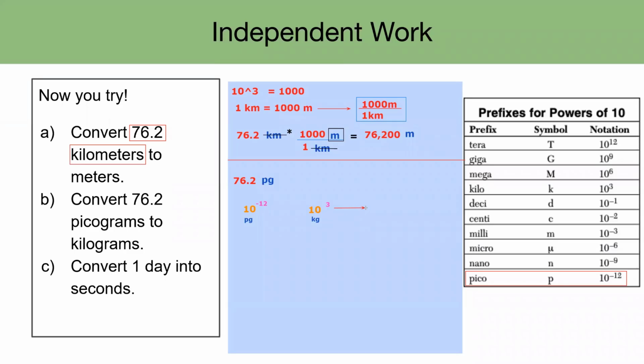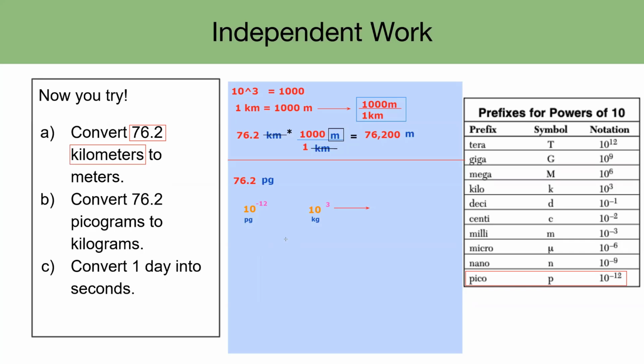The math here is that with exponential numbers, we are just going to add them when we get an exponent like this. So if we wanted to add these together, we're going to end up with our -9. So if we're converting 76.2 picograms into kilograms, we are going to have this as a -9 number.